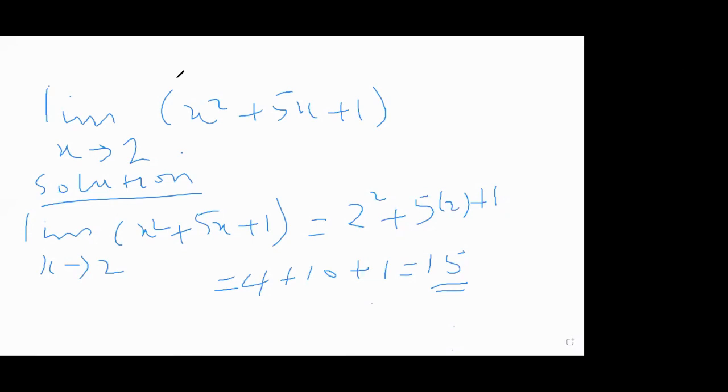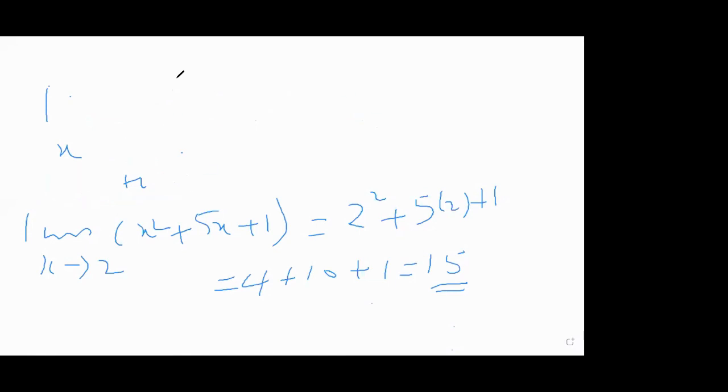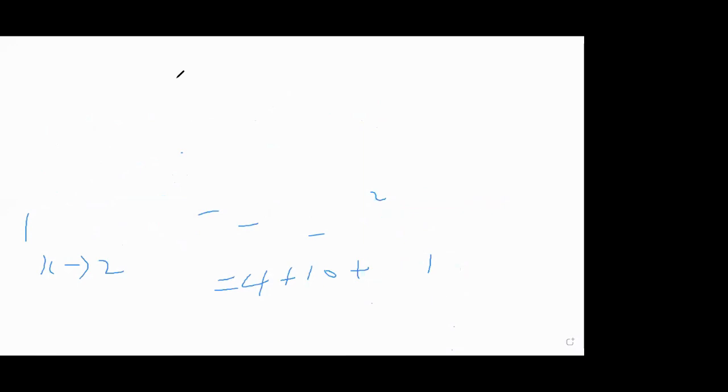Let's consider another example. Let's consider limit of x squared minus 9 all over x minus 3 as x tends to 3.